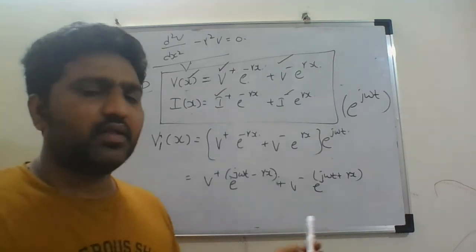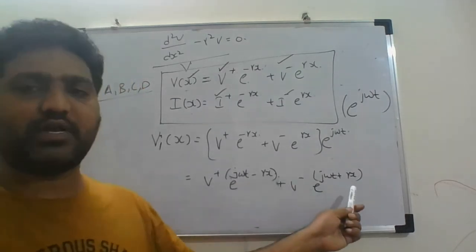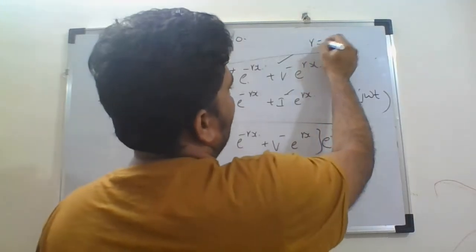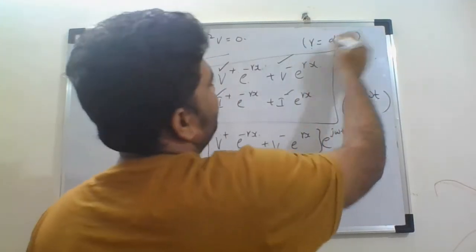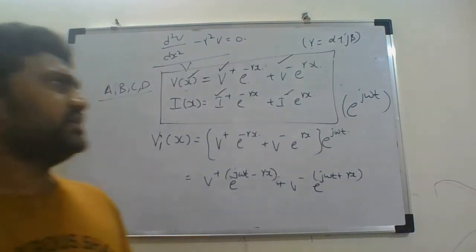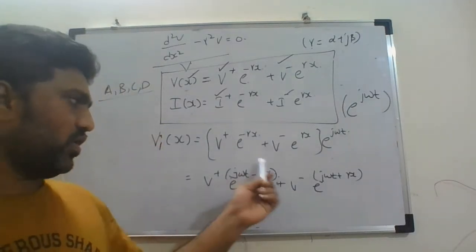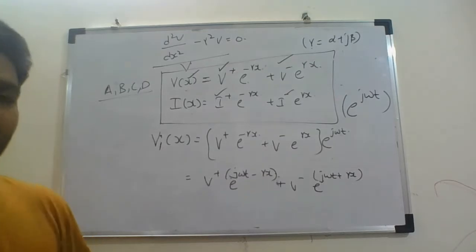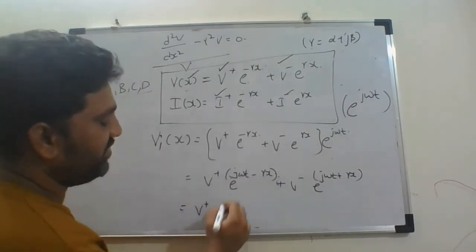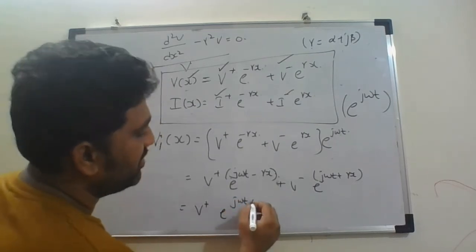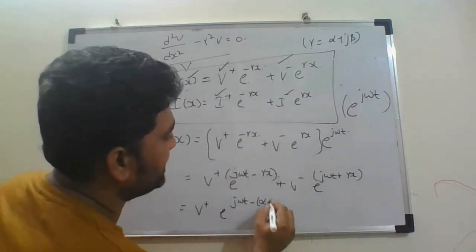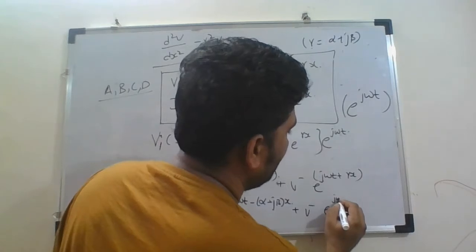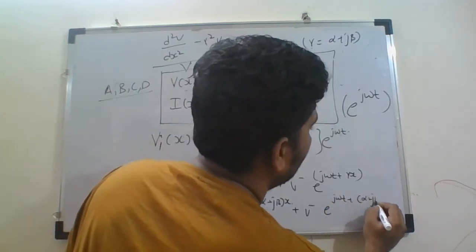In general, gamma is also a complex quantity. If you have studied network theory, we can write this gamma as alpha plus j beta, which we will see later. So this exponential can be split into two parts. If I write gamma equal to alpha plus j beta, then V plus into e power j omega t minus alpha plus j beta into x, and similarly V minus into e power j omega t plus alpha plus j beta into x.